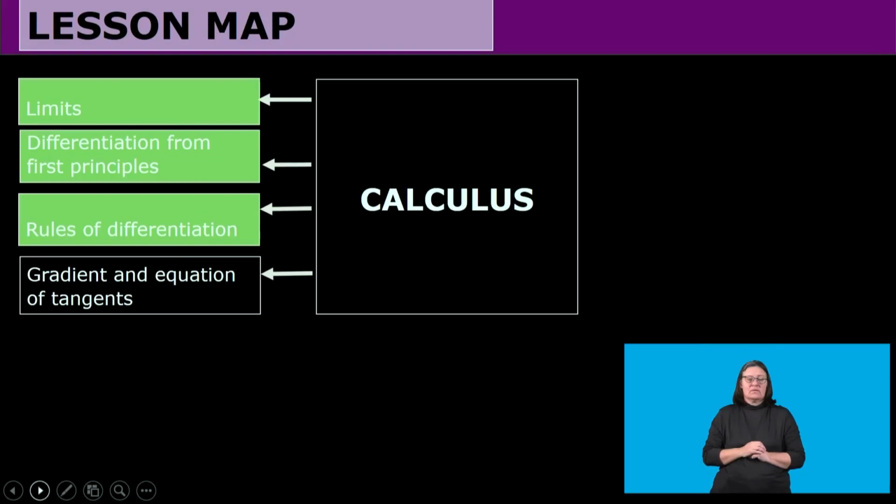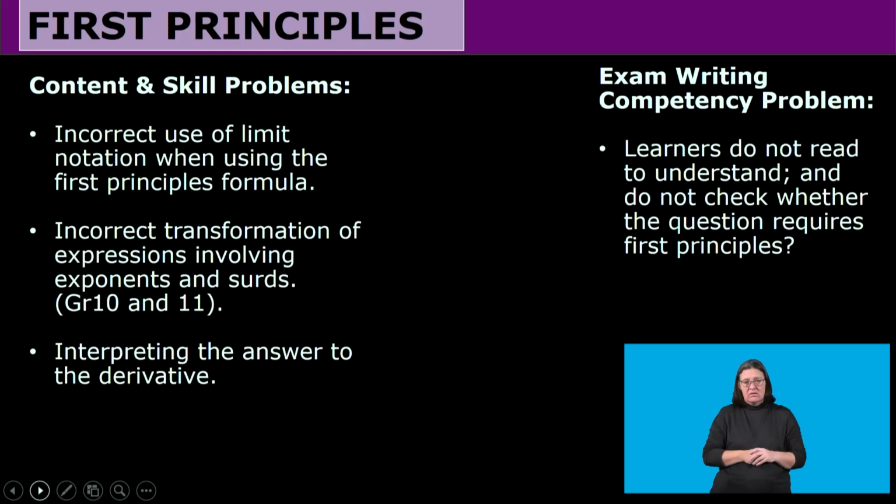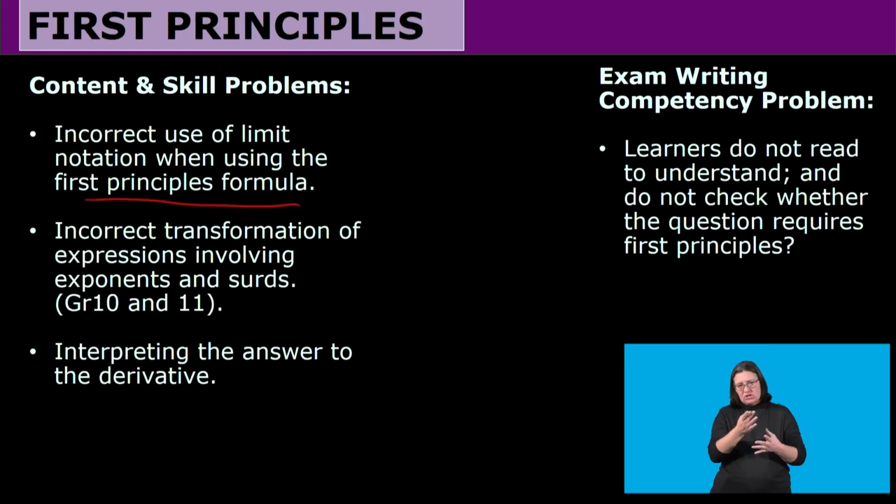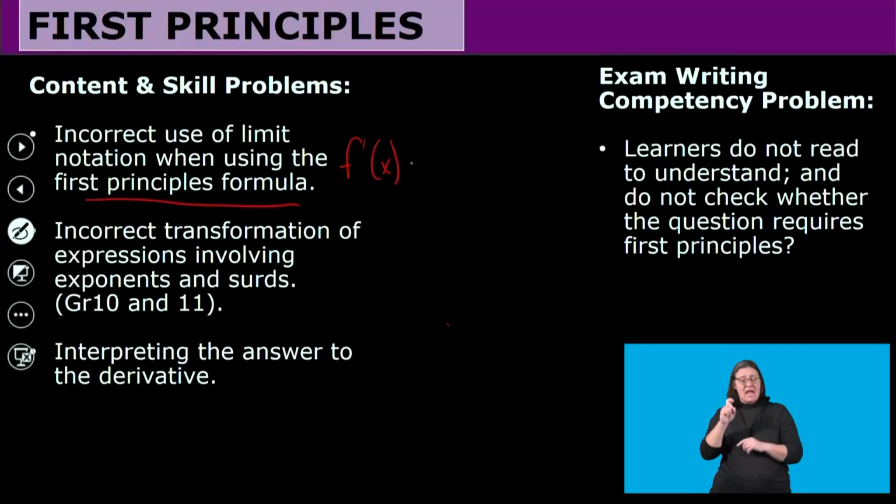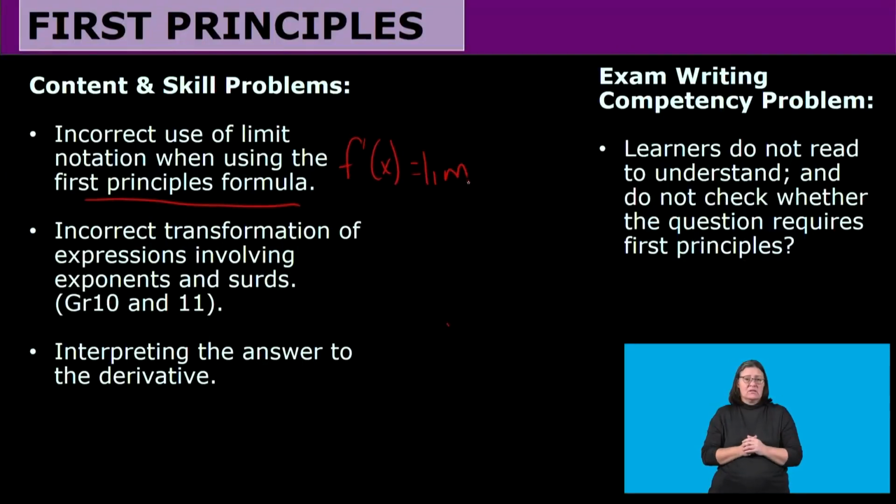All right, guys. So what we're going to do now is move on to differentiation from first principles. Some of the key problems that we see in first principles is incorrect use of the limit notation when you use that first principle formula. Now, guys, there's absolutely no reason to get this formula incorrect, because you get this formula on the formula sheet. What formula am I talking about? I'm talking about the first principles formula, which says the derivative of f with respect to x is equal to the limit as h approaches 0 of f of x plus h minus f of x, all over h.